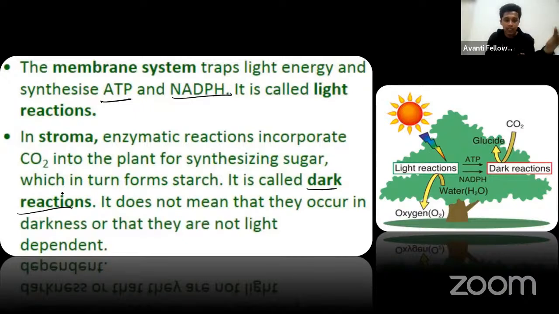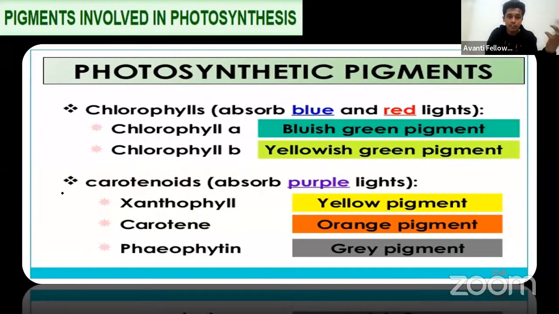And that is happening in your grana. Whereas when it comes to stroma, it has enzymatic reactions that result in the formation of starch without the dependency of light. So we call it dark reactions. Just because we call them dark reactions, that doesn't mean these reactions do not take place when sunlight is present. They happen in the presence of sunlight, but they are not dependent on the light. That we have to remember.